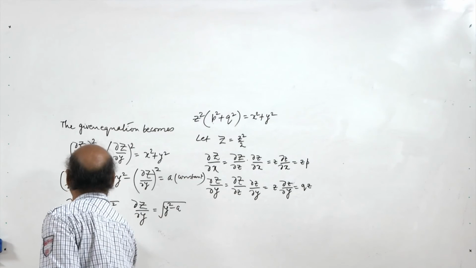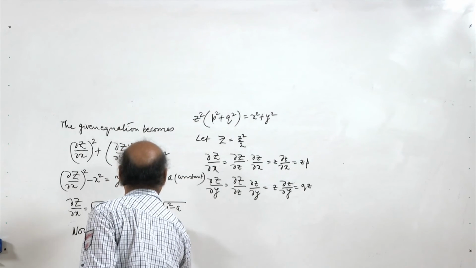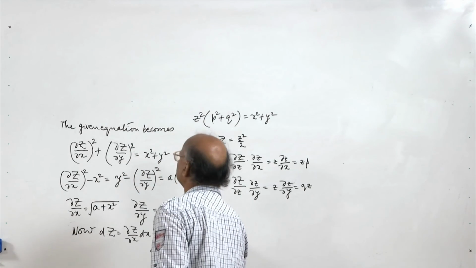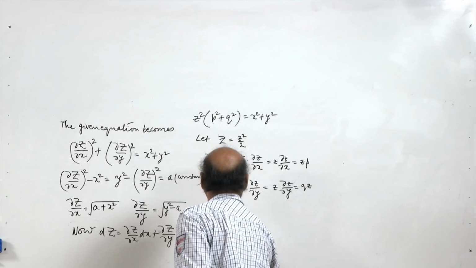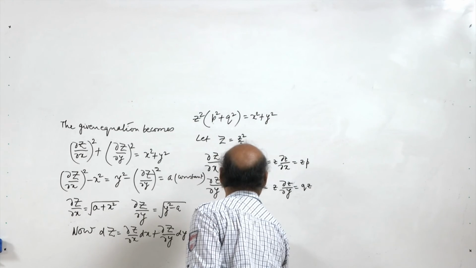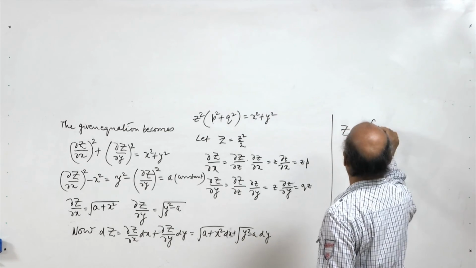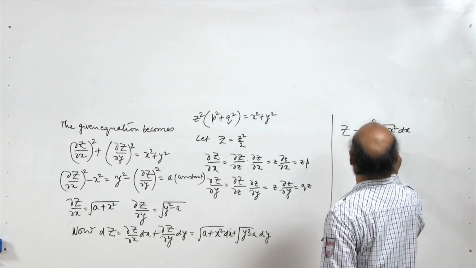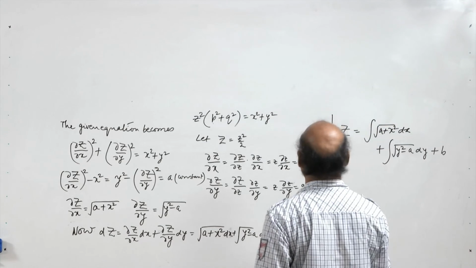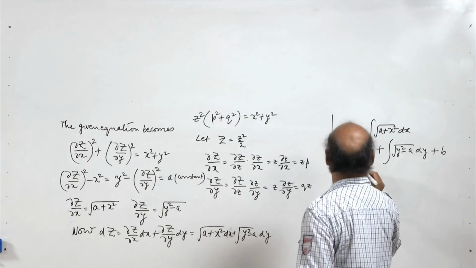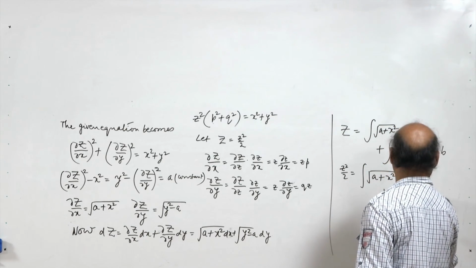Now, dZ equal to delta Z over delta x dx plus delta Z over delta y dy, and which is equal to under root (a plus x square) into dx plus under root (y square minus a) dy. Now, we can integrate this. So, integrating we get capital Z equal to integral of under root (a plus x square) dx plus integral of under root (y square minus a) dy plus some constant b, and then we put the value of capital Z, which is z square by 2. So, z square by 2 equal to integral of under root (a plus x square) dx plus integral of under root (y square minus a) dy plus b.